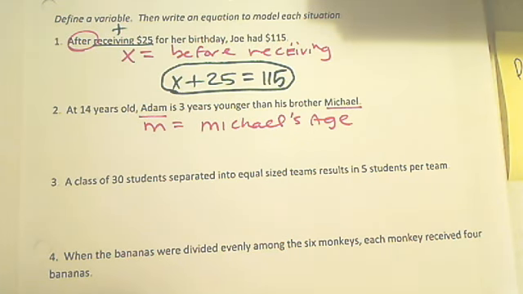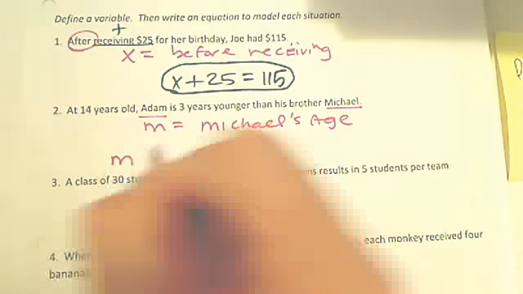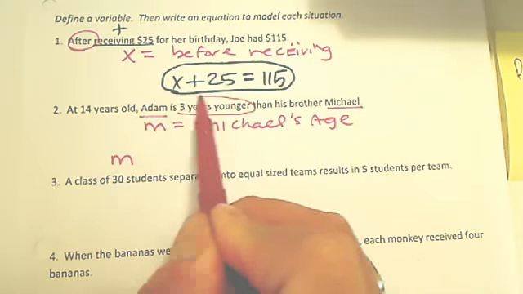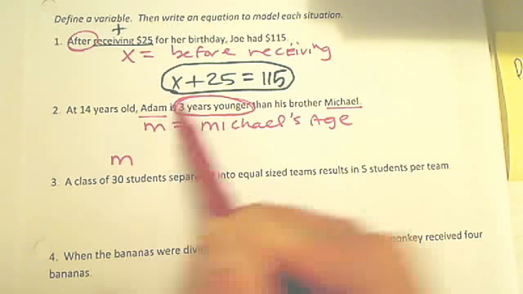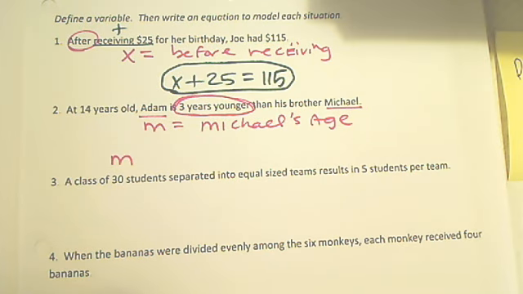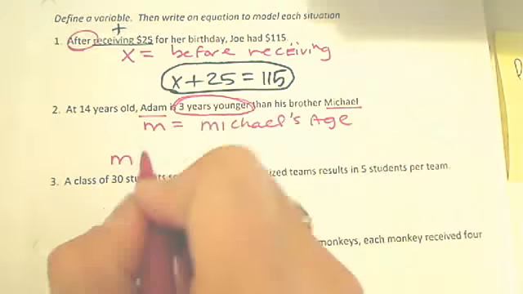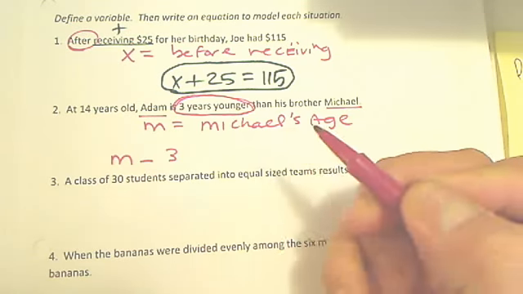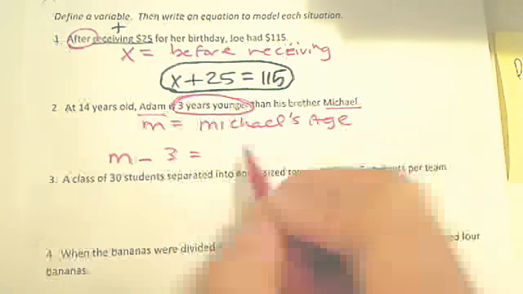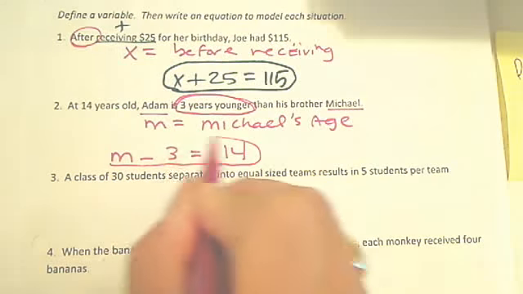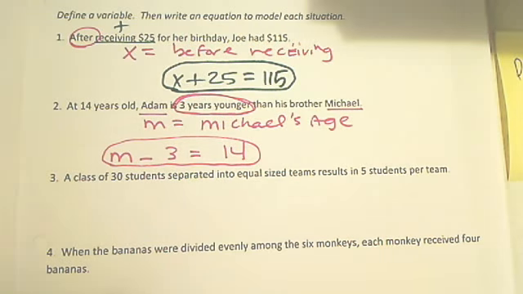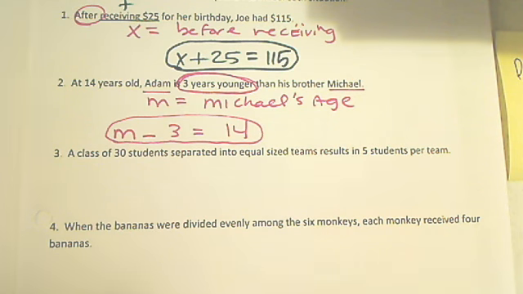M is the variable. It says 3 years younger. Think about the operation for younger. Minus, or subtract. Subtract 3 equals 14. Here's my equation: M minus 3 equals 14. Michael's age minus 3 is 14. Now, we know that Michael is going to have to be 17, if you were to solve it out, but we're not solving it out, we're just identifying the equation.